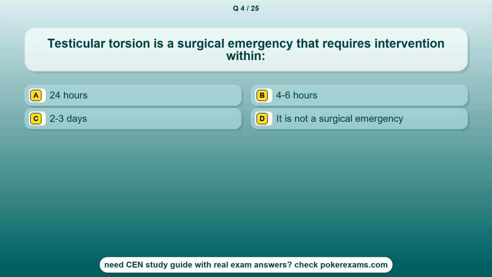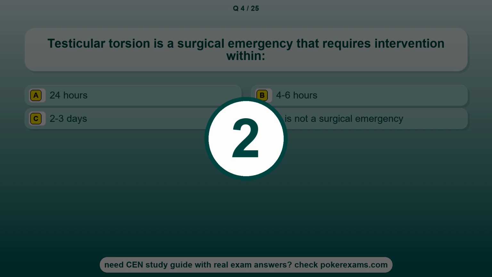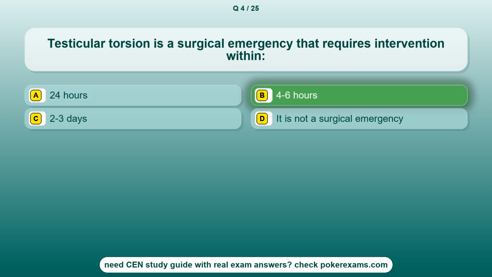Question 4. Testicular torsion is a surgical emergency that requires intervention within: Option A, 24 hours. Option B, 4-6 hours. Option C, 2-3 days. Option D, it is not a surgical emergency. The correct answer is option B, 4-6 hours.